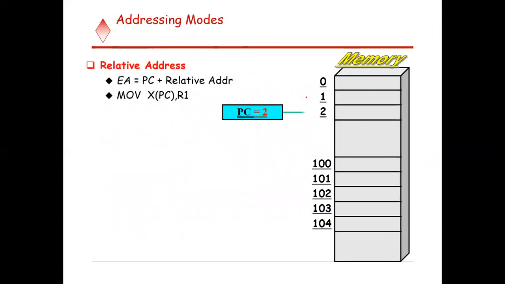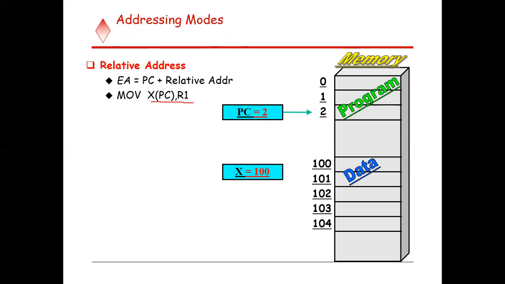This example will show exactly what is meant by relative addressing mode. The relative addressing mode will be X(PC), representing R1. X is having 100, and PC is the program counter. Till now we wrote X(Ri), but instead of Ri, in the relative addressing mode it will be the program counter.